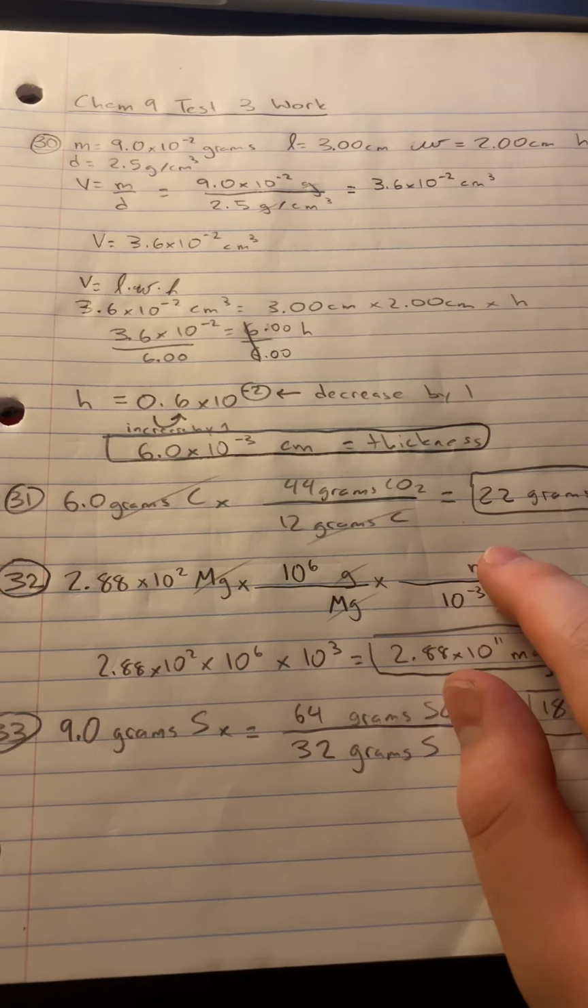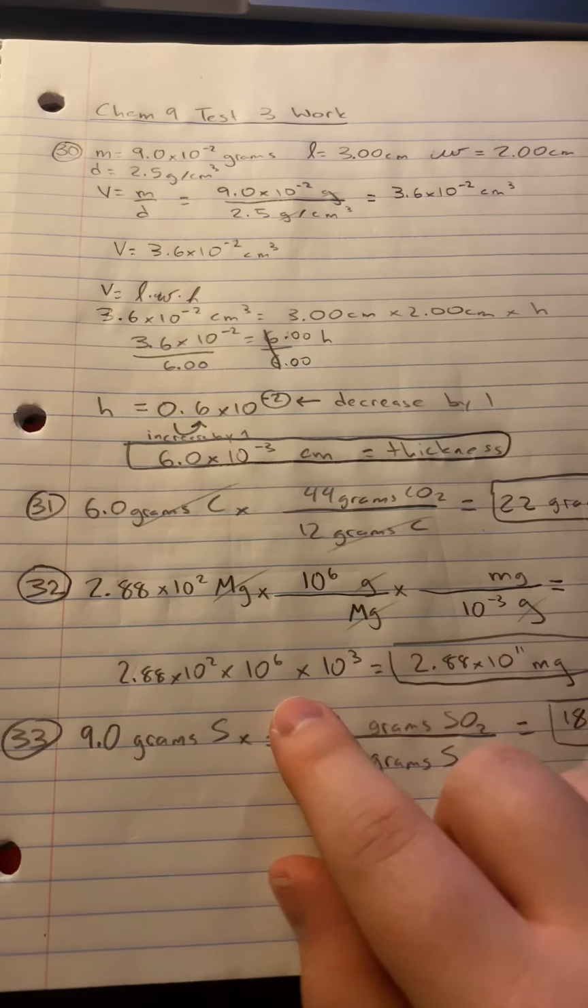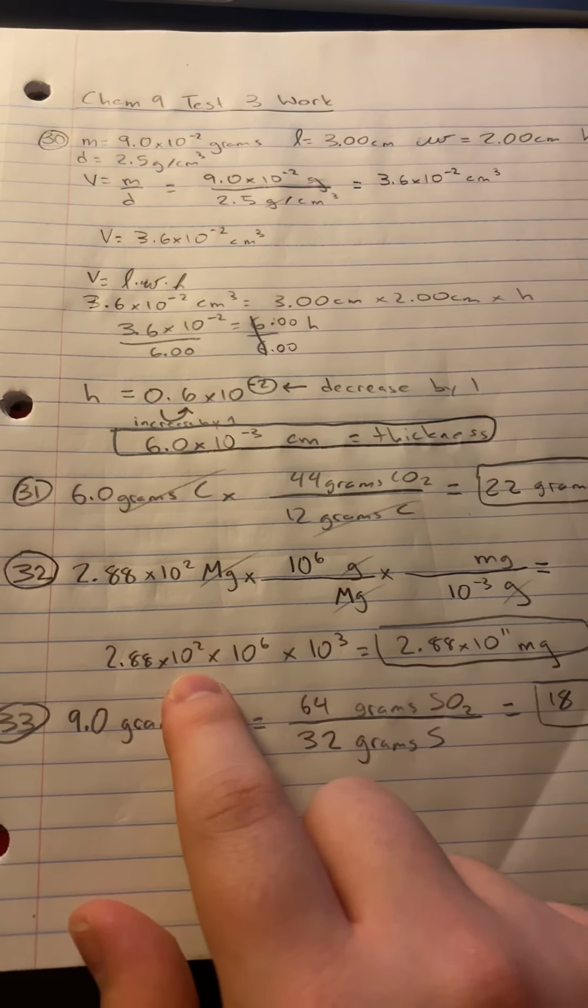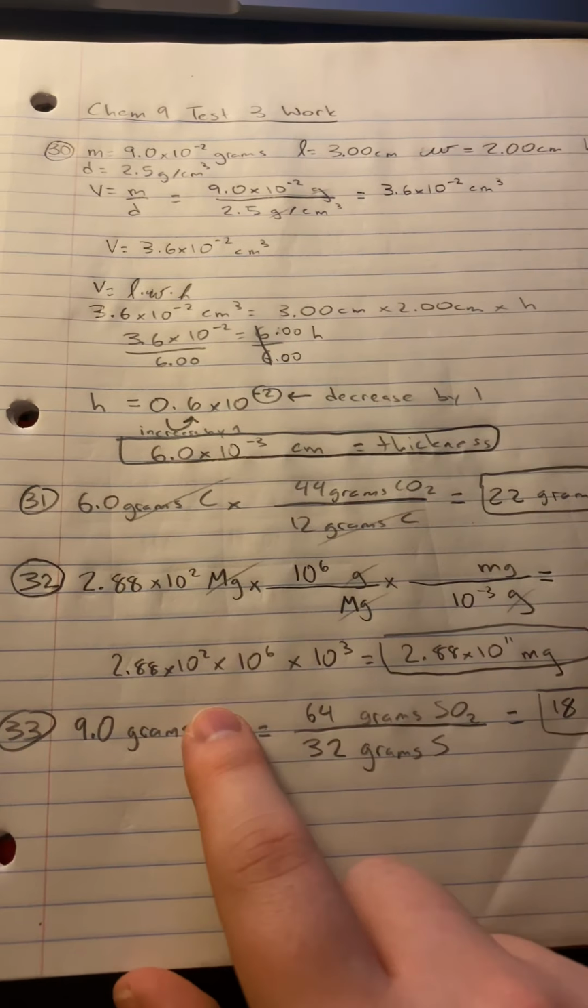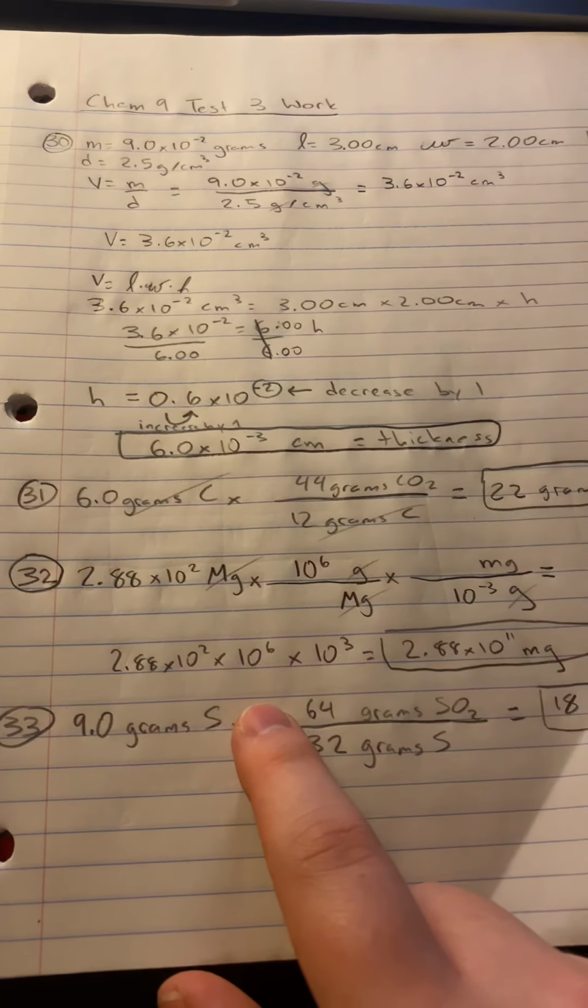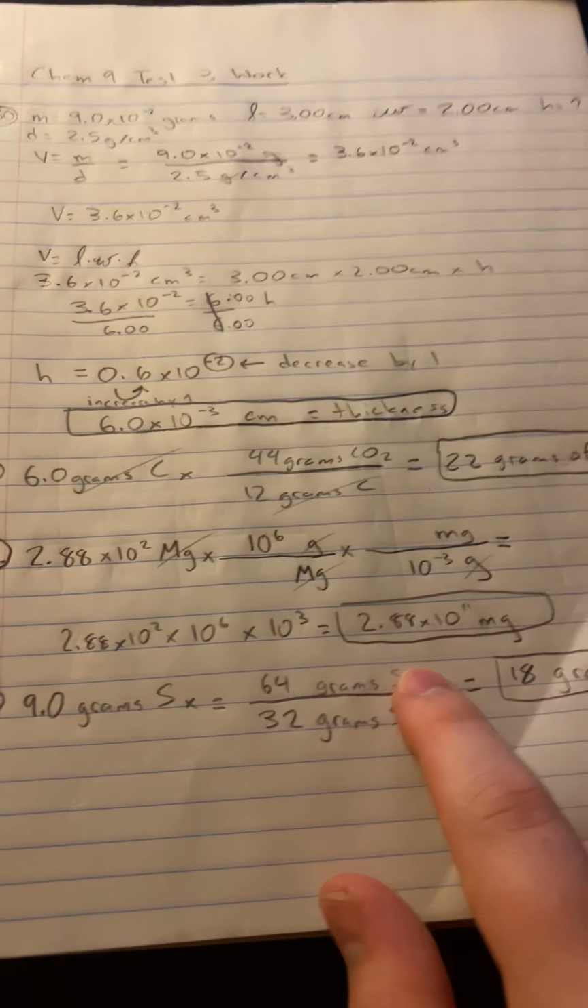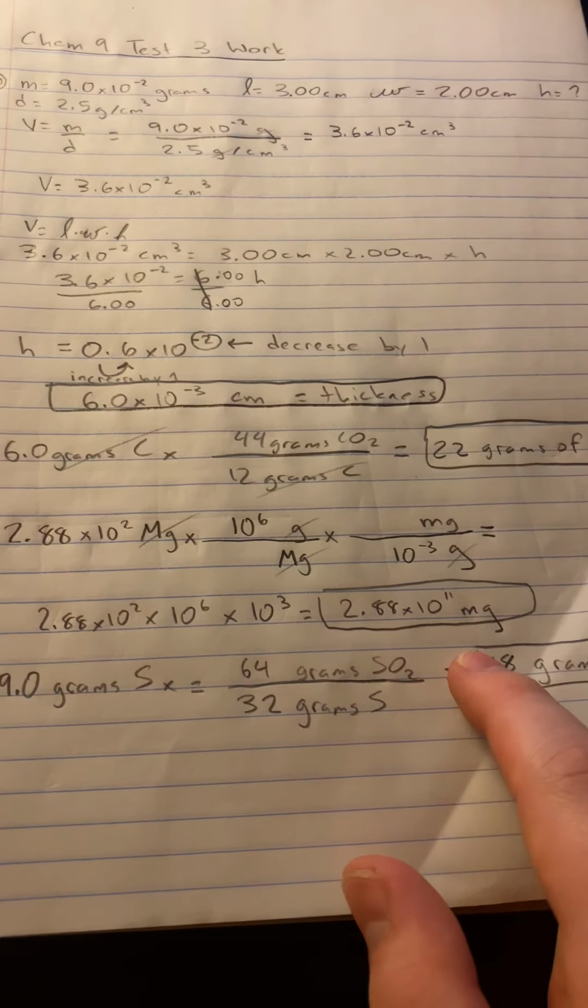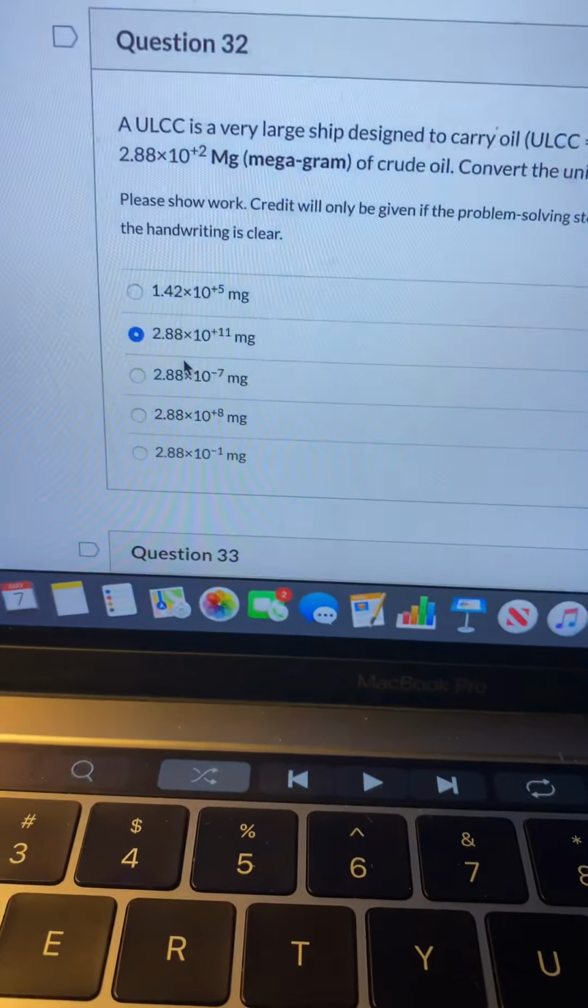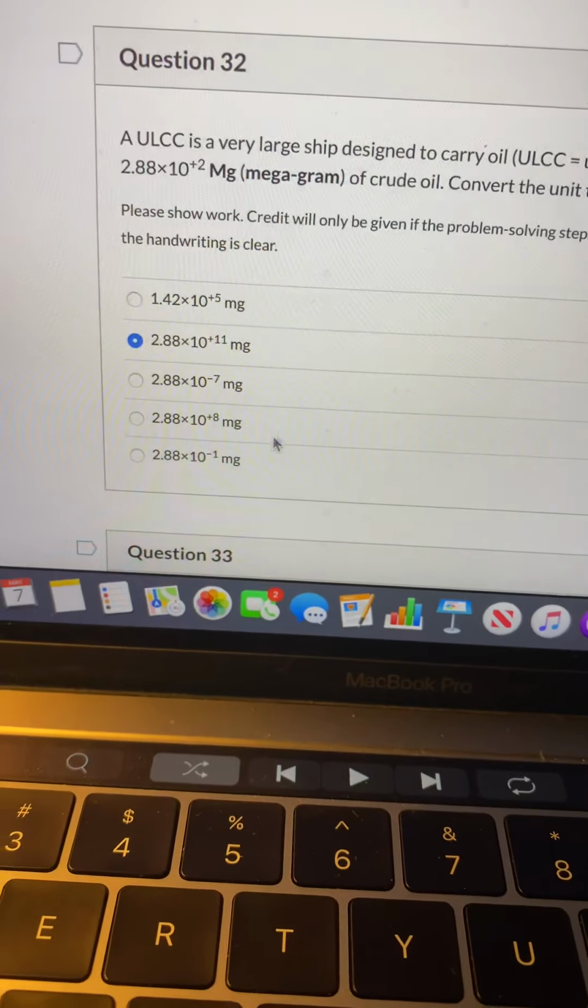Bring up the 10 to the negative 3, so the sign flips. So this is what it comes out to be: 2.88 times 10 squared times 10 to the 6 times 10 cubed. That's 2.88 times 10 to the 11th milligrams. And this is the correct answer, and these are the wrong values.